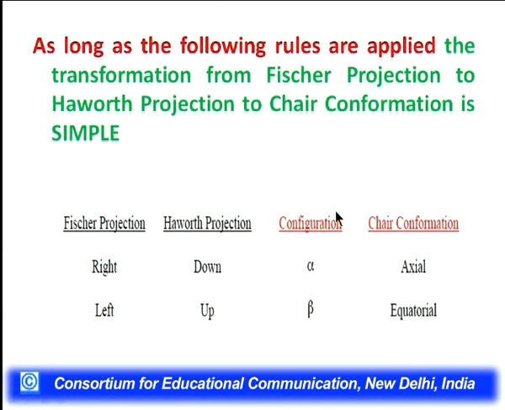And then when we are converting this configuration, the beta configuration, into chair conformation, what you have to remember is that the anomeric OH has to be at the equatorial position. We shall be discussing these few examples in my next lecture. I hope this has been useful, and you should be able to convert Fischer into Haworth and Haworth into chair conformation readily. Thank you.